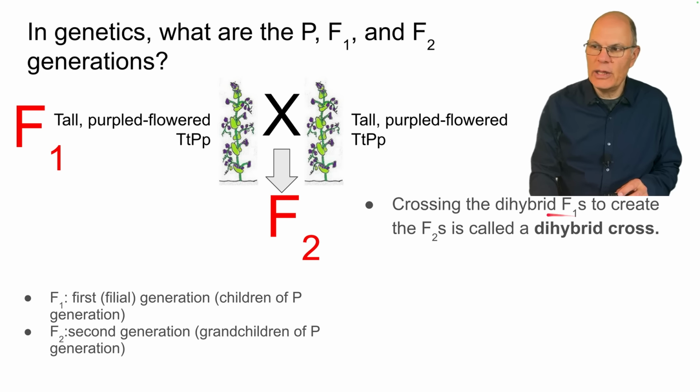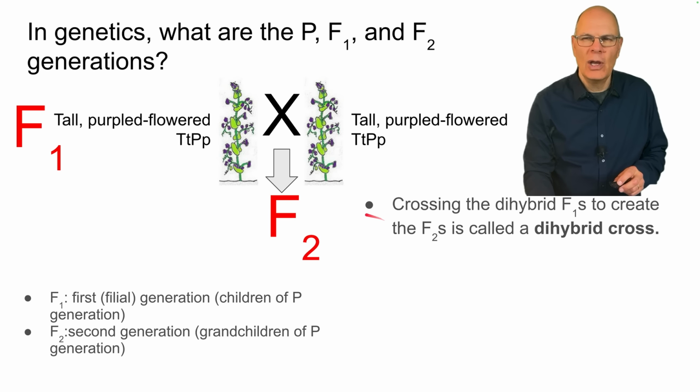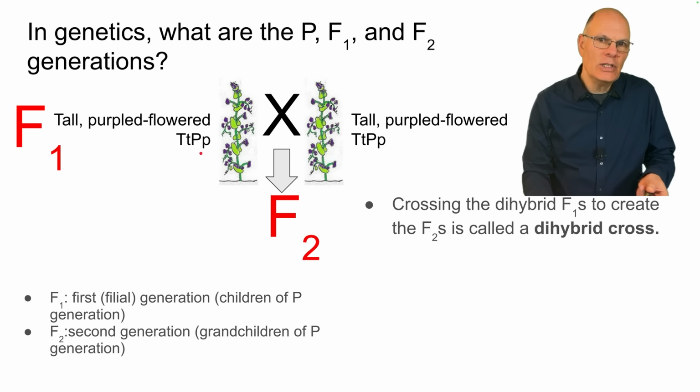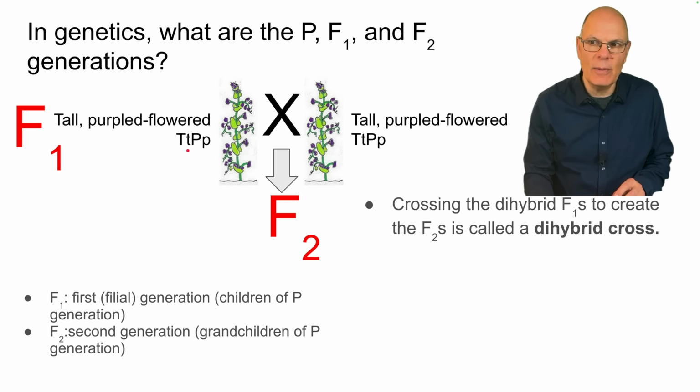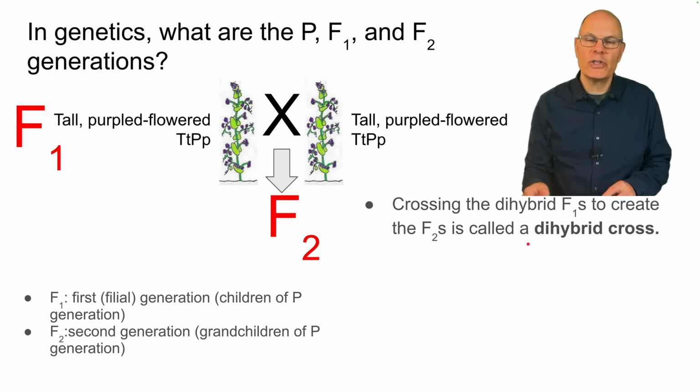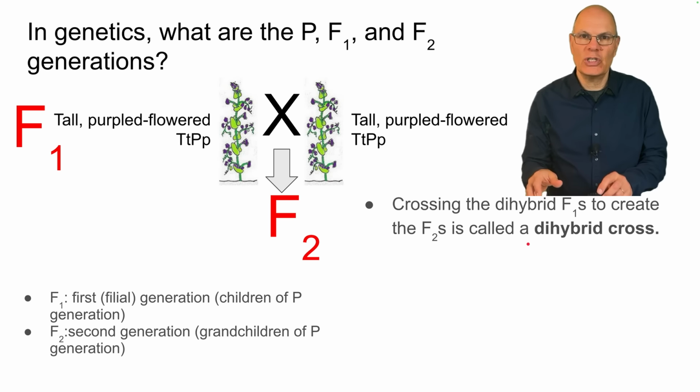And crossing the dihybrid F1s. Why are they dihybrid? Because they're double heterozygotes. They're hybrid. They're mixed for 2 characteristics. That's called a dihybrid cross. We're going to take that apart in just a moment.